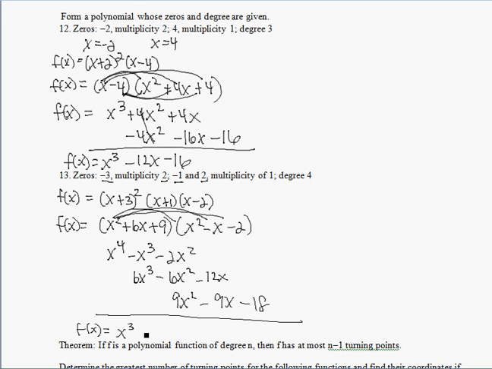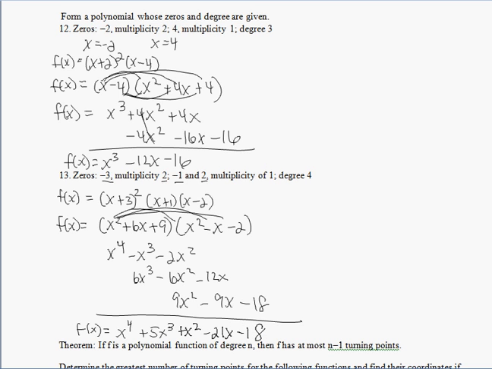I get x cubed plus 5, excuse me, that's x to the 4th. x to the 4th plus 5x cubed. This is plus x squared minus 21x minus 18.